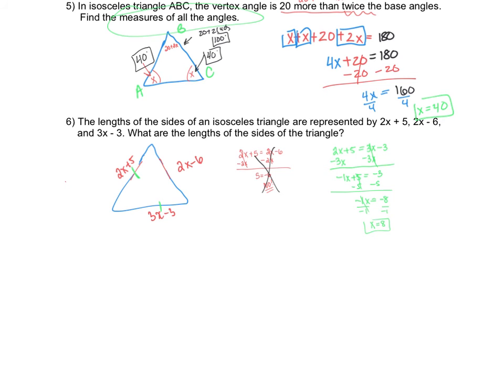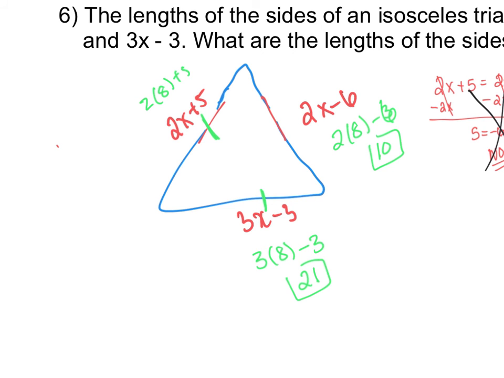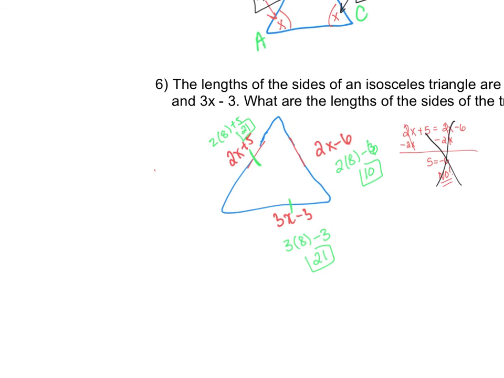So I know in an isosceles triangle, I've got two sides that are equal to each other. So what we're going to do is plug it into each, and if we get two equal sides, then we know we did it correctly. So I'm going to plug in my 8. I get 3 times 8 minus 3. 24 minus 3 is 21. 2 times 8 minus 6 is 10. And then 2 times 8 plus 5 is 21. So this is an isosceles triangle, and we made it work because we have 2 side lengths that are 21 and 1 side length that is 10.